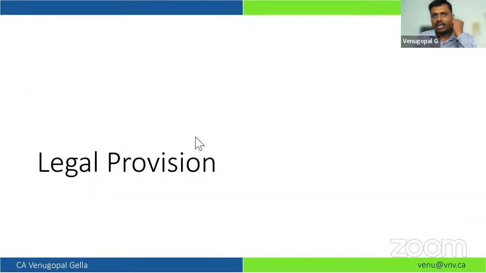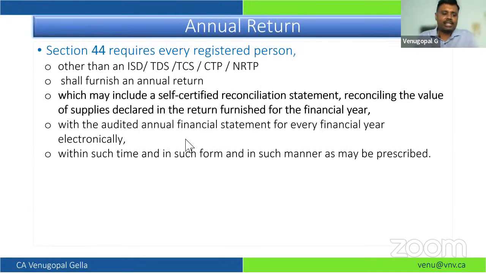Just to begin with the legal provision, I'm sure everyone understands by now, 4 years you have already filed the GST annual returns. So section 44 of the Act read with rule 80 says every person other than ISD, TDS, TCS, CTP and RTP should file the annual return. For TCS e-commerce operators, form 9B, and composition taxpayers, form 9A is there, but currently those forms are not available for filing. You only need to file GSTR-9.